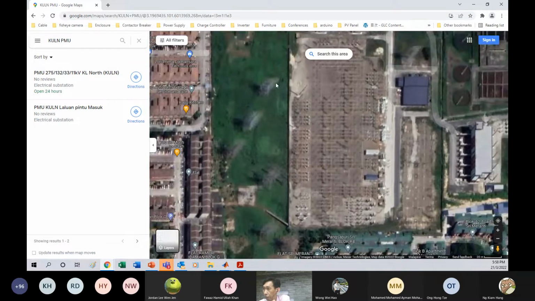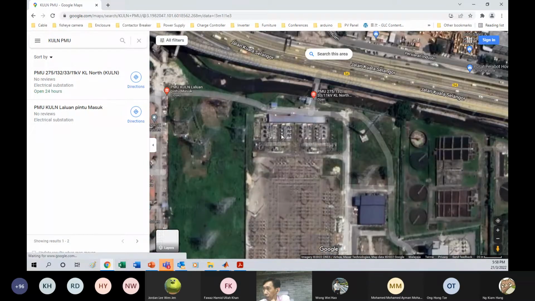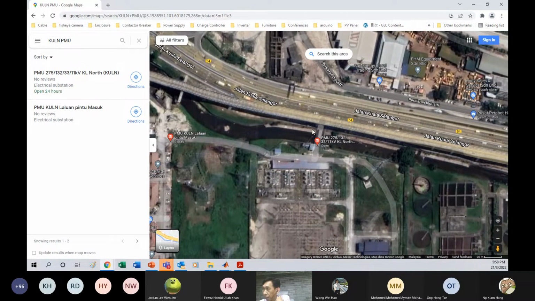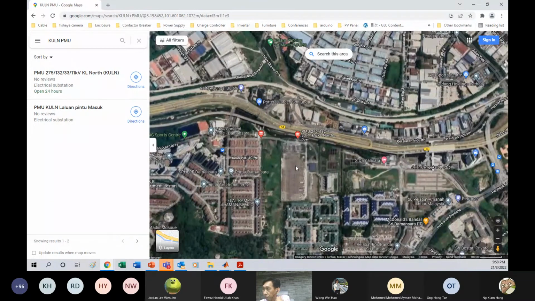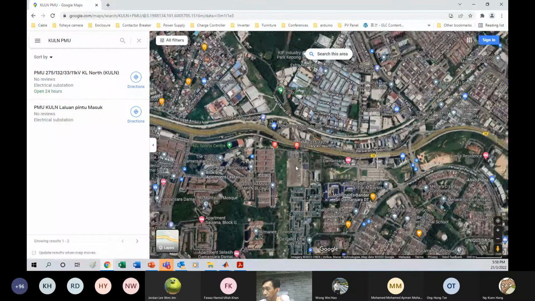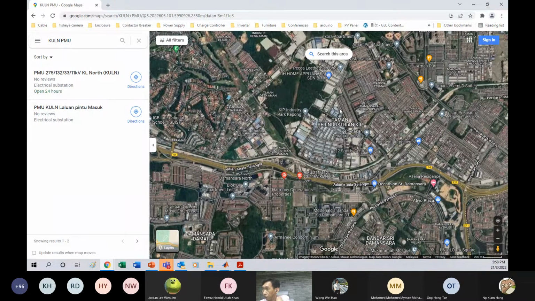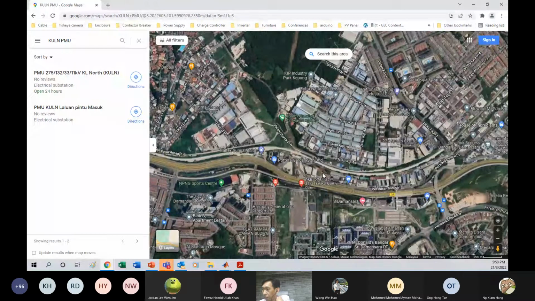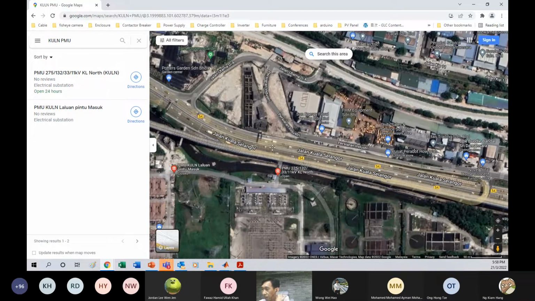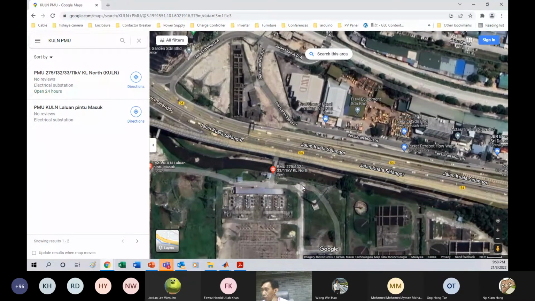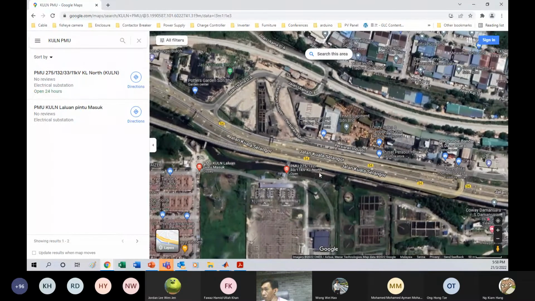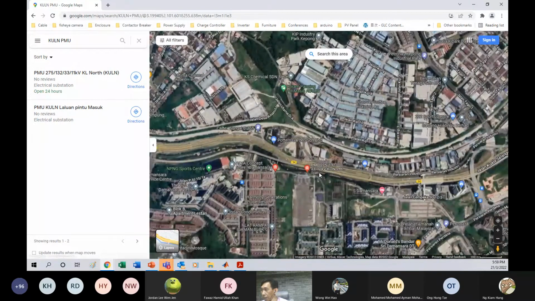So you can see that there are a few transmission towers, and this is the highway. It's quite near Seri Damansara, Kepong. I'm not really familiar with this area. When you drive through, you can see it's along the highway, Kuala Selangor Highway. So you can see this substation serves quite a lot of voltage levels: 275, 132, 33 and 11 kV.